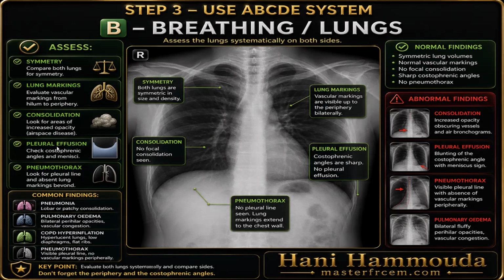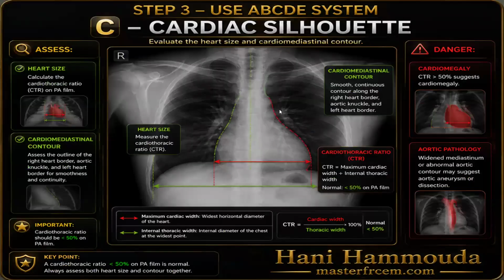Then you check for any blunting of both costophrenic angles to check for pleural effusion. Lastly, we check for any loss of the lung markings, which could suggest pneumothorax. Here we can see all the lung markings go all the way to the peripheries.